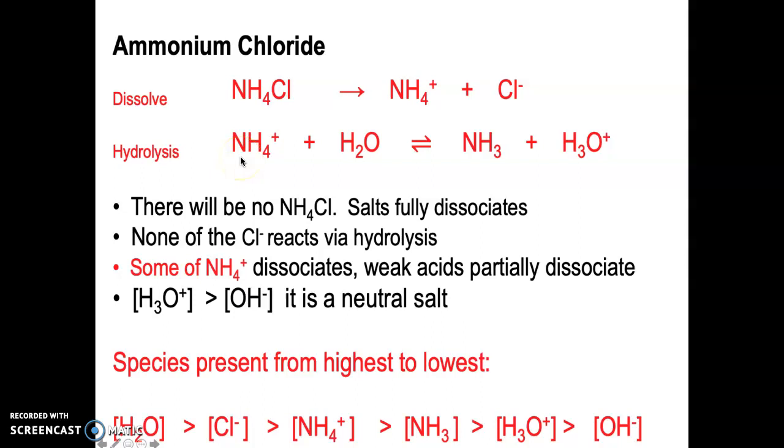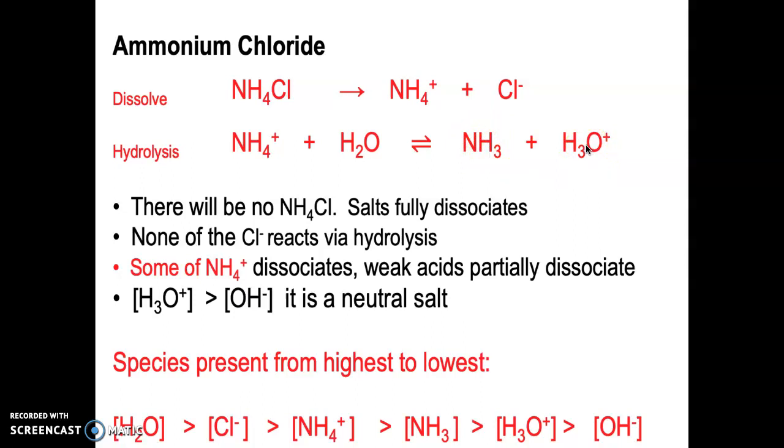And so a second equation is written, and this is a hydrolysis equation. So it's where the ammonium ions react with water. So hydrolysis is just a reaction with water. When they do that, they are just weak acids. So only some of the ammonium ions will donate their proton, but in doing so they'll produce ammonia and hydroniums.